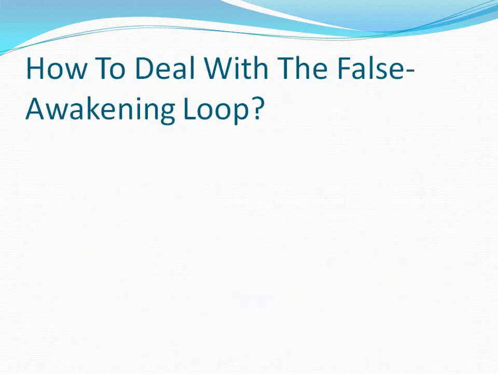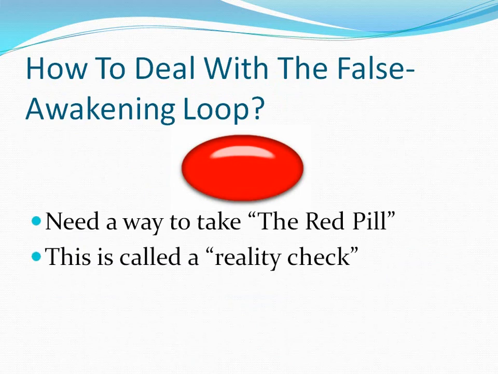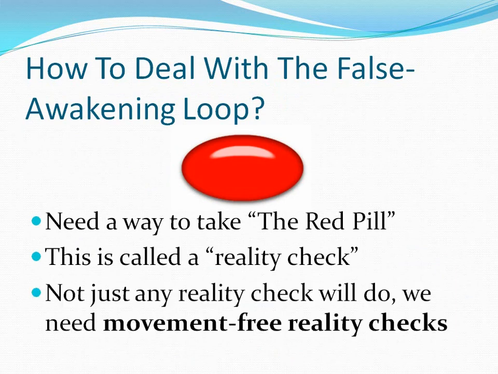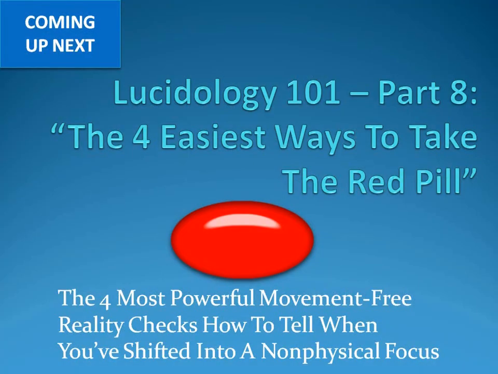To solve this, you basically need a way to take the red pill and figure out where you are and what's going on. This is called a reality check, and not just any reality check will do. You need to do a movement-free reality check, so you can do it without disturbing your trance. I've tested dozens of types of movement-free reality checks and boiled them down to the 4 most reliable ones. Be sure to watch part 8 to find out what they are.